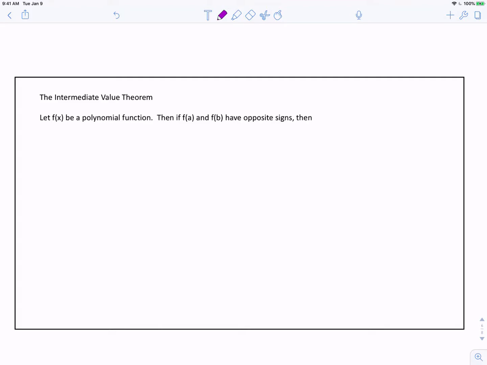The intermediate value theorem. Let f of x be a polynomial function. Then, if f of a and f of b have opposite signs, here's what we know. So let me draw a picture of this. So we have a polynomial function, which we know is smooth and continuous. And here's a, and here's b.